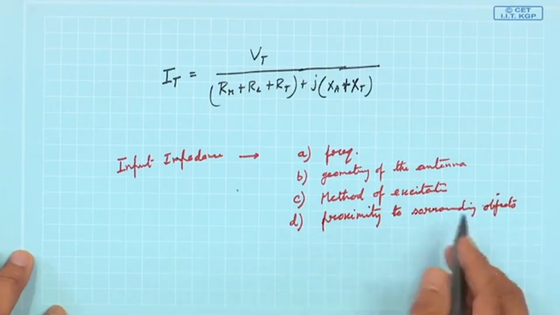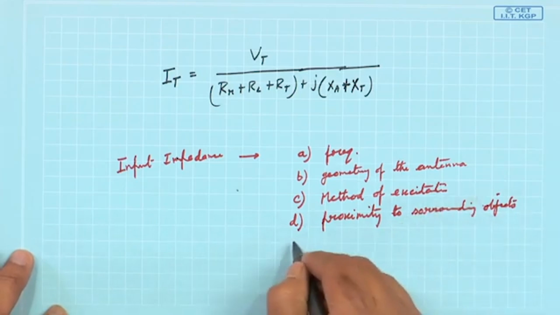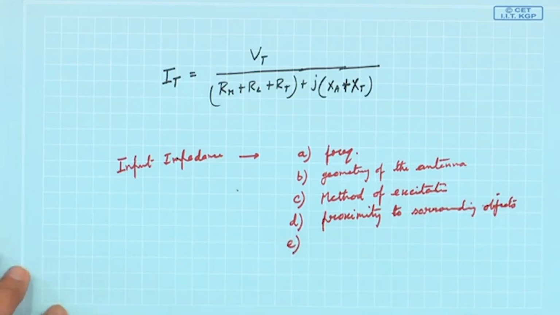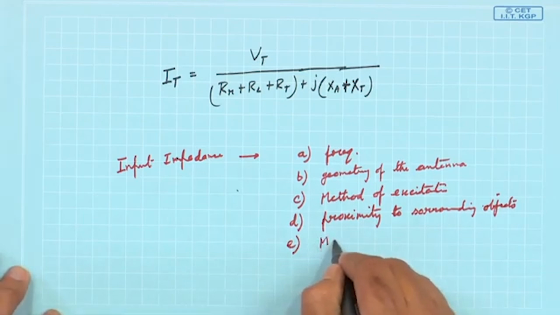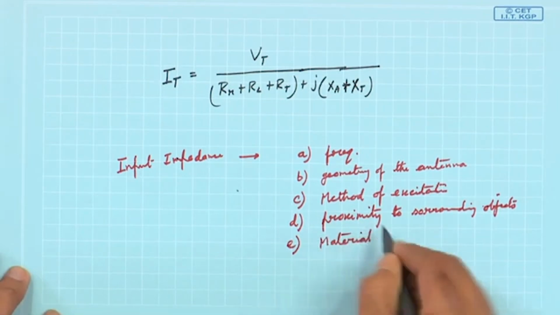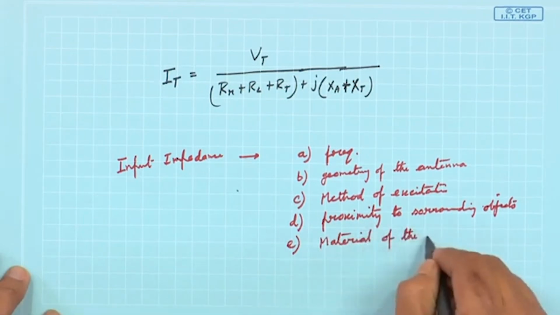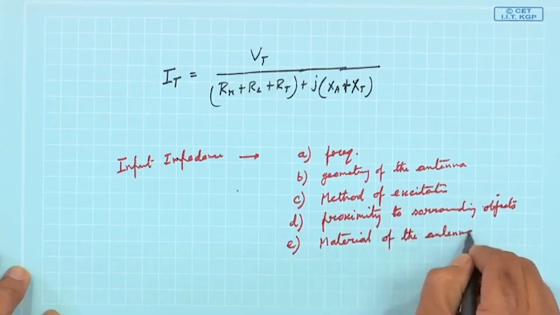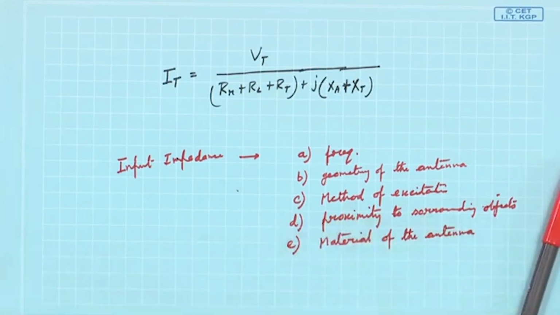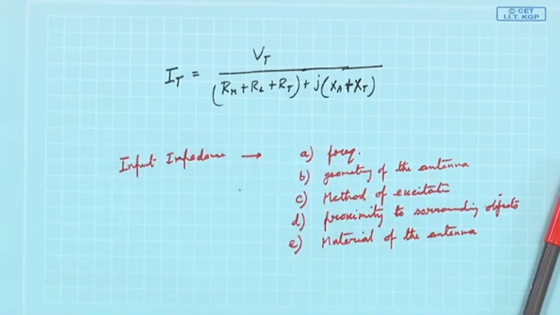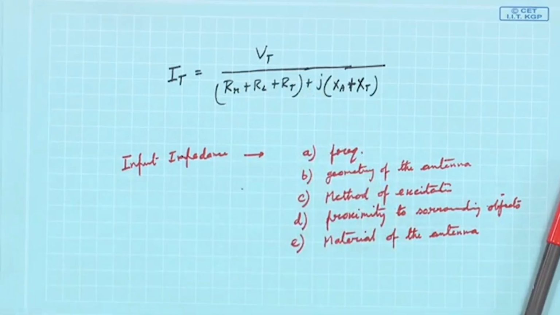Surrounding means any other nearby thing, and also obviously the material of the antenna, because all those losses etc. depend on what material we are using for the antenna. So, you see input impedance, though we are giving here certain values, we should remember that all these things affect this input impedance.